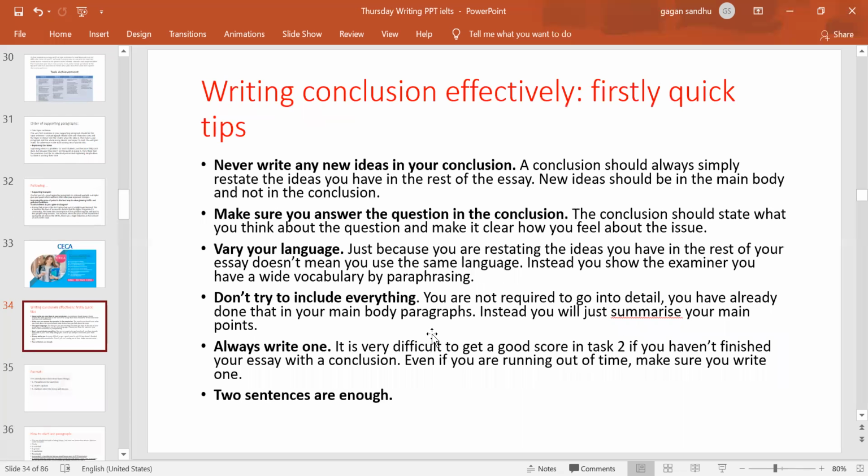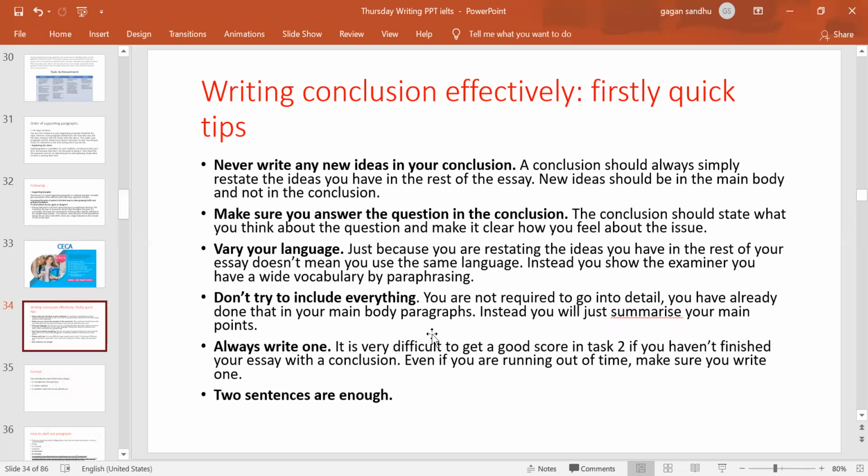Then the last thing is your conclusion. For the conclusion, these are the quick tips. Firstly, never write any new idea in your conclusion. Conclusions are made only for restating the opinions you discussed in the essay. Any new idea or explanation you want to give is part of the main body paragraphs, second and third. That's the place where you cite them. The conclusion is restating what you have already said. So no new ideas are welcome here. If you write them, you're losing marks.